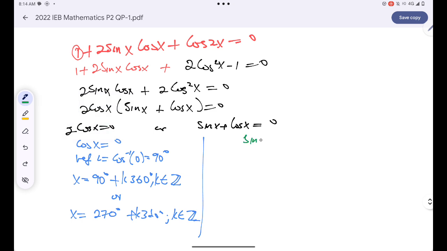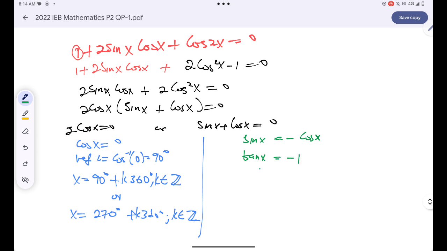And then the other portion of it, I'll simply have sine x is equal to negative cos x. In this case, guys, I can divide both sides by cos x. Why? Because whenever I divide by cos x will never be eliminated in my equation. So I'll be simply left with tan x being equal to negative 1.